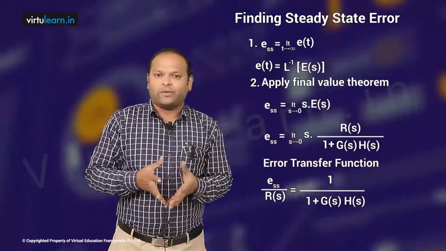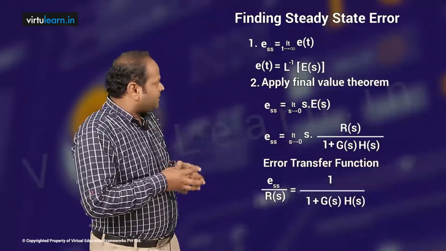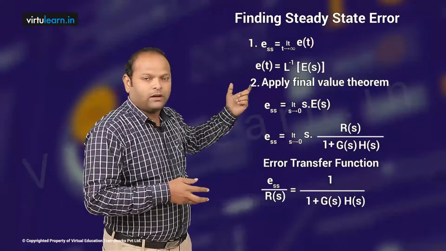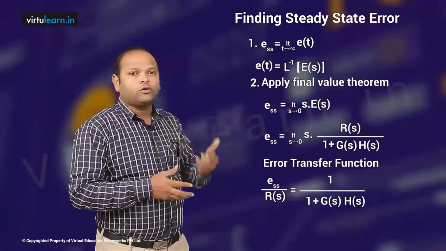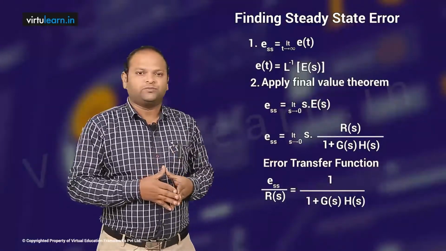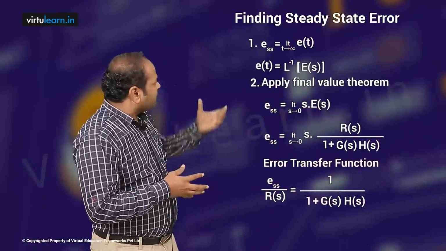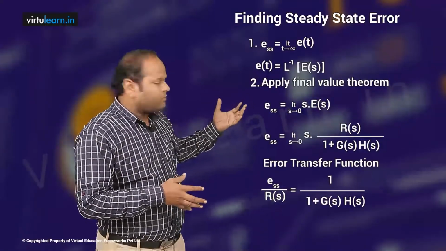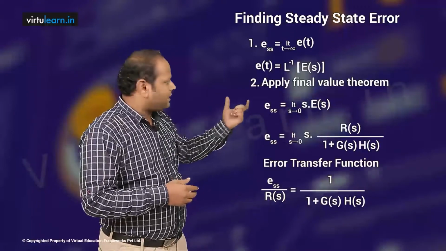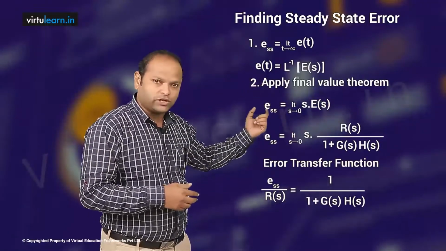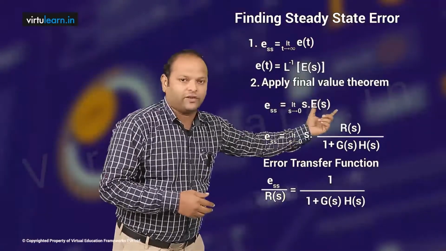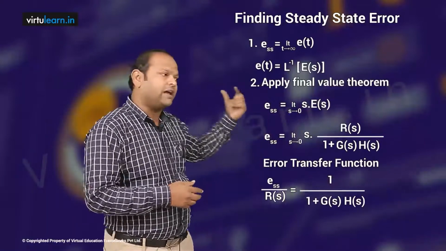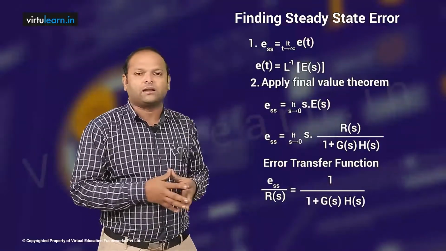Now what is the second method? In the second method, E(s) is already available. Then I am going to use the final value theorem. What is the final value theorem? If you apply the final value theorem, you get ess, the steady state error, is equal to limit s tends to 0 of s into E(s). This is the final value theorem. Directly we get the steady state error.